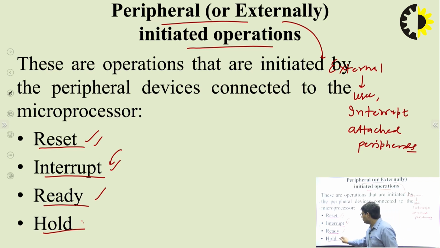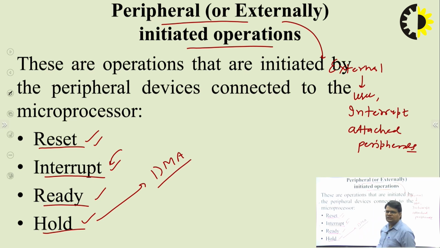And another may be hold. Hold is basically used during the DMA operation. The request for the system buses by the attached IO device for the DMA operation is sent through the hold signal, and acknowledgement for the same will be sent by the HLDA. So these are the three types or categories of operations which are performed by the main architectural components of the microprocessor.